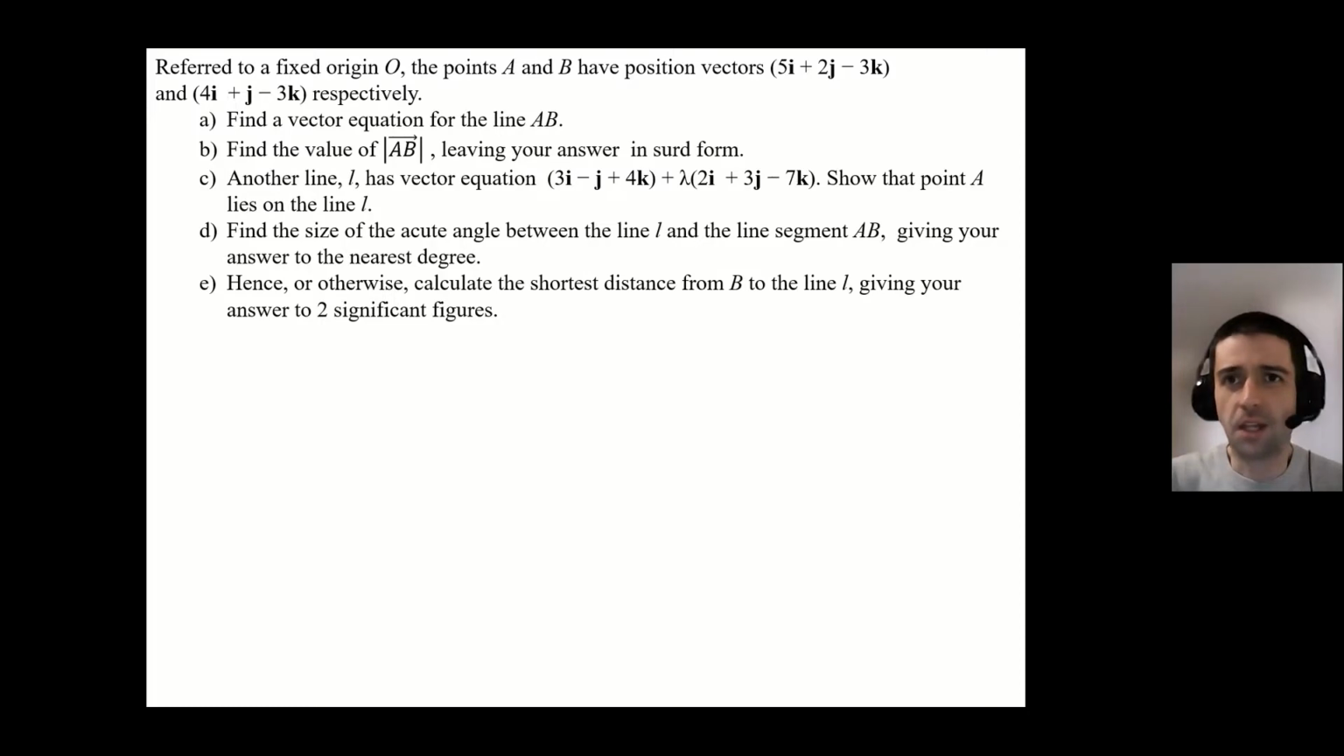This is the first video on vector geometry, and in this video I'm going to be going through a fairly chunky example which covers a lot of the vector content that you need to be familiar with. So you can see the whole example there. If you want to pause the video and have a look at the whole thing, what I'm just going to do is go through bits of it at a time.